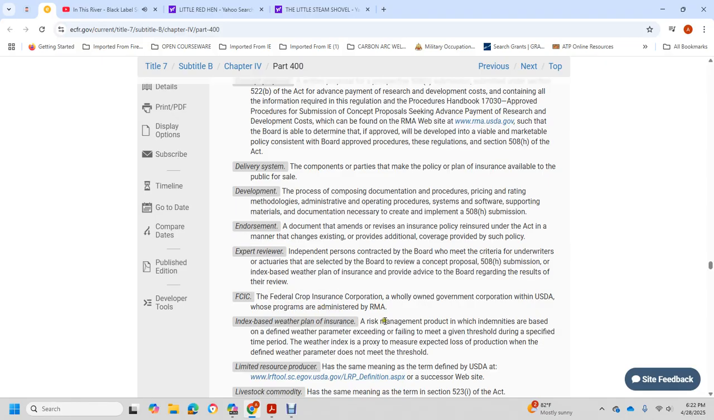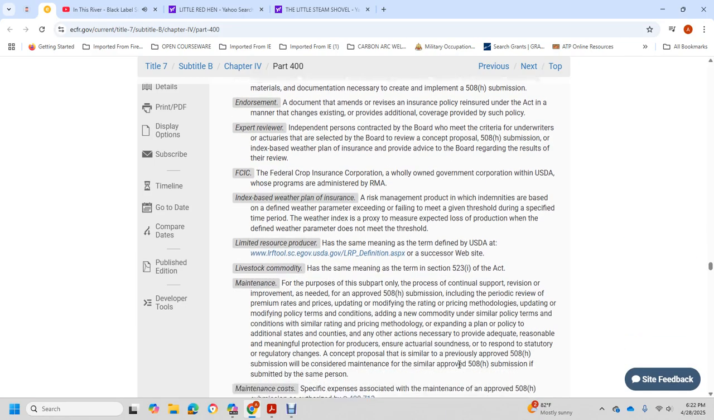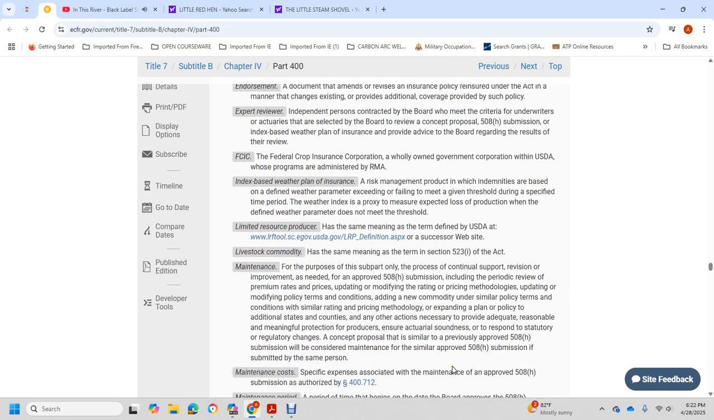Index-based weather plans of insurance are risk management products based on a defined weather parameter that exceeds or fails to meet a threshold during a specified period. The weather index is a proxy measure for the expected loss of production when the defined weather parameters do not meet the threshold. Livestock resources are determined by the USDA with the tool eGROV, and the USDA.gov RLP is the successor website for livestock and commodity.